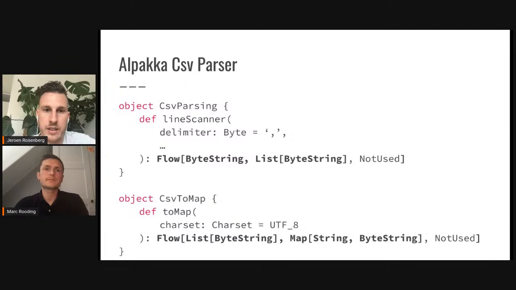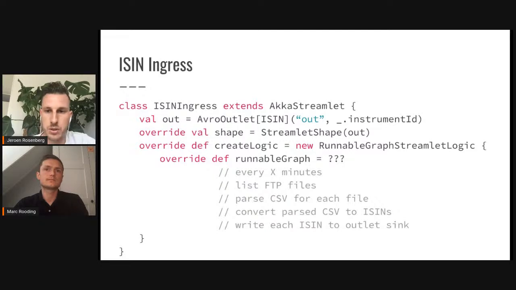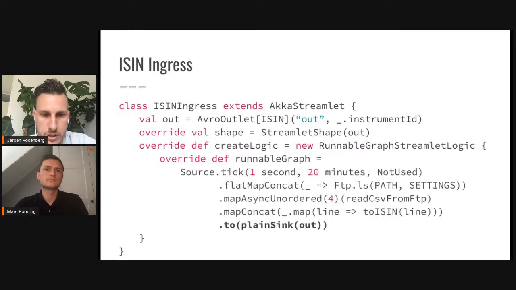A second thing that comes in handy is a CSV parser that they also provide. Their API provides a flow, so we can use this while processing the CSV file. The ISIN metadata is available in CSV files on our FTP. So first we get the file from the FTP, and then we use the Alpakka CSV parser to parse them and map it to our model. So how would that look? Let's use those libraries.